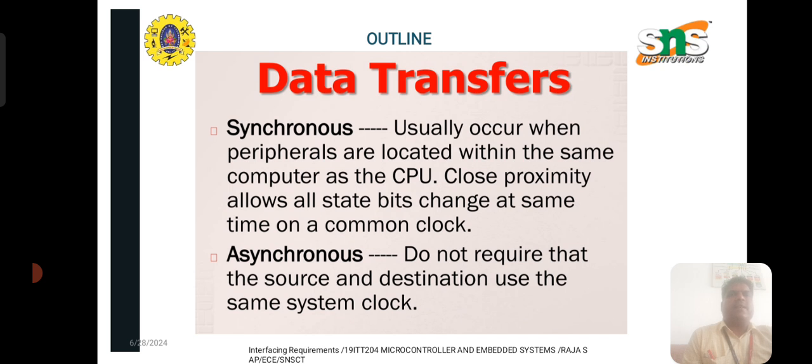One is called synchronous data transfer and the other is called asynchronous data transfer. Synchronous usually occurs when peripherals are located within the same computer as the CPU. Close proximity allows all state bits to change at the same time on a common clock. Asynchronous means it does not require the source and destination to use the same system clock.